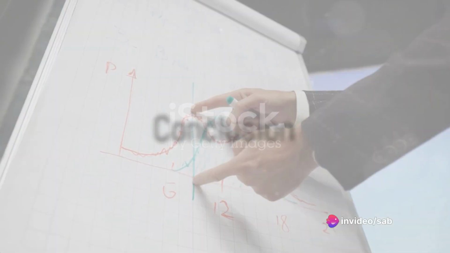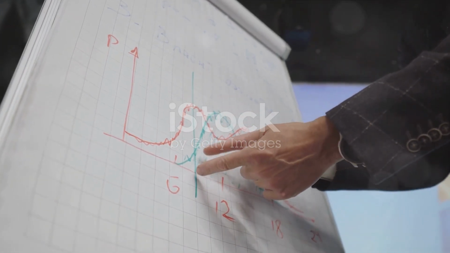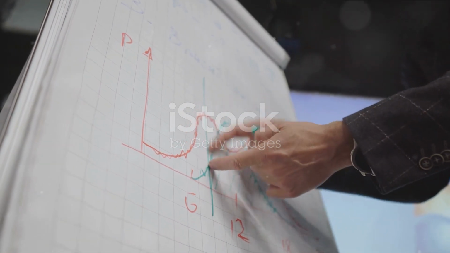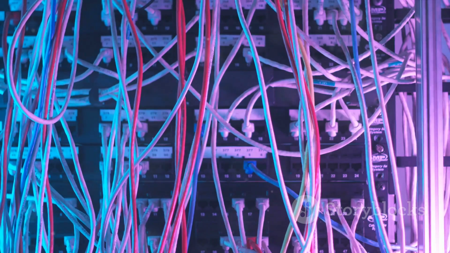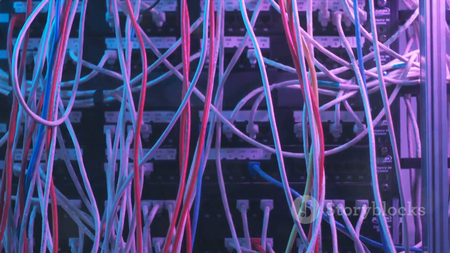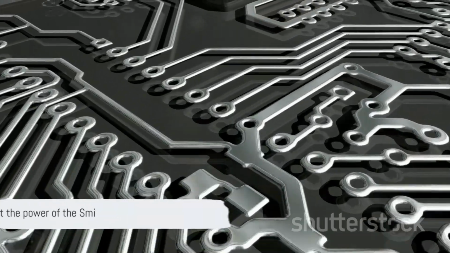So there you have it. The Smith chart, a powerful tool that simplifies impedance calculations and provides insights into the behavior of complex impedances within the RF frequency range. It's not just about crunching numbers, but about understanding, designing, and optimizing impedance matching networks and microwave circuits. Now that's something to marvel at.